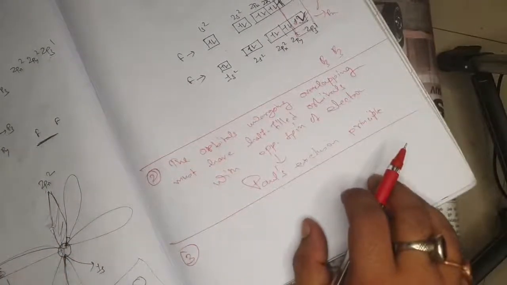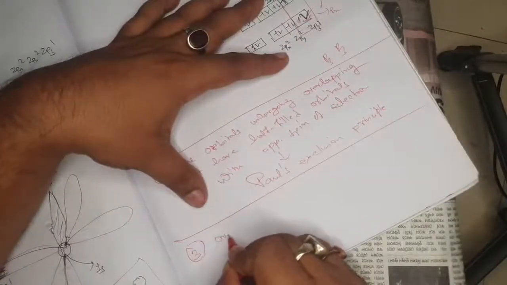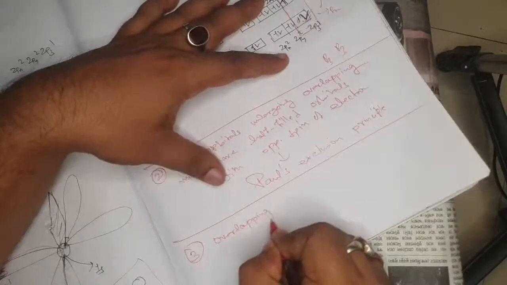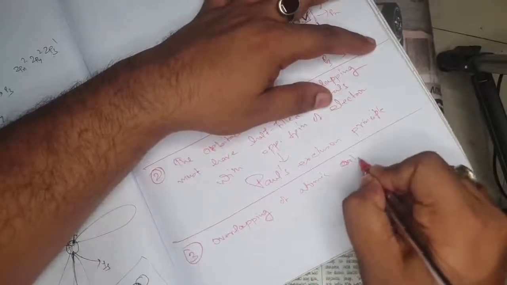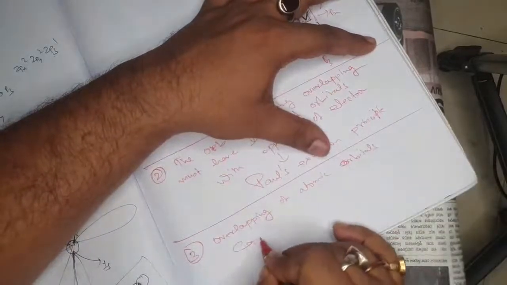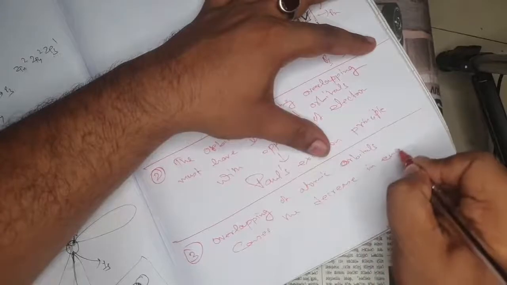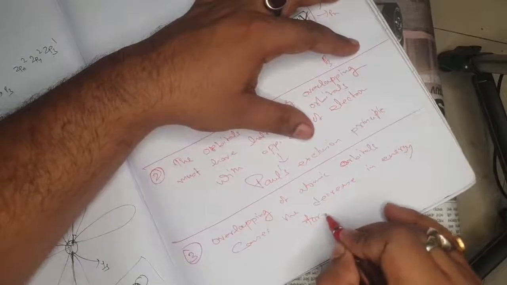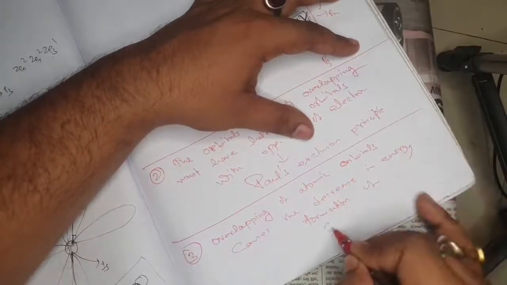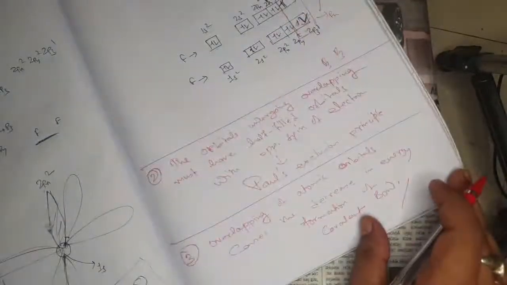Third point that you should keep in mind is that overlapping of atomic orbitals results in the decrease of energy and formation of covalent bond. Overlapping of atomic orbitals causes the decrease in energy and formation of covalent bond. So that also you should keep in mind.